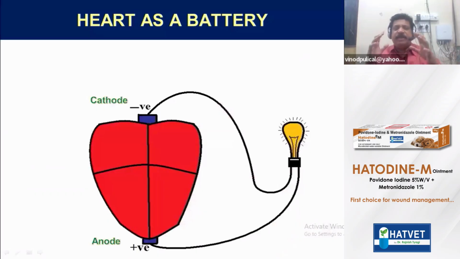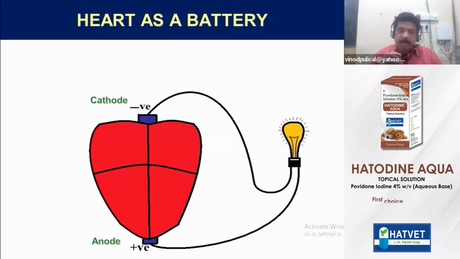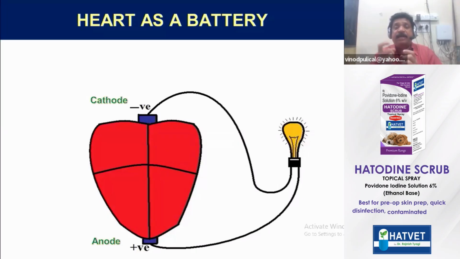So we can consider the heart as a small battery, because the heart gives off certain small electrical impulses, which are very small, but actually, as this figure says, not strong enough to light a bulb.